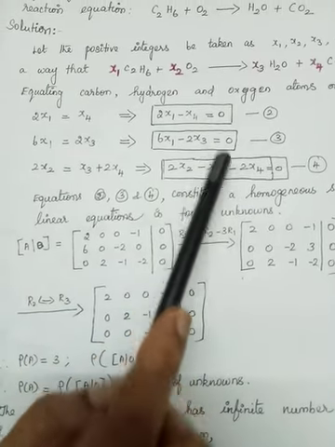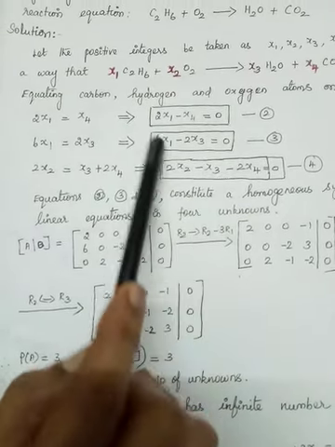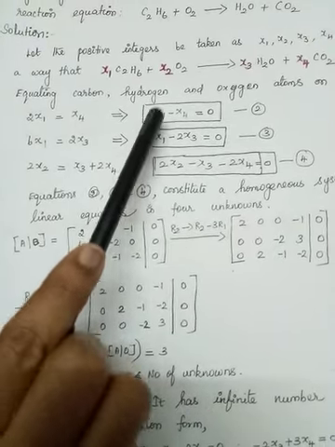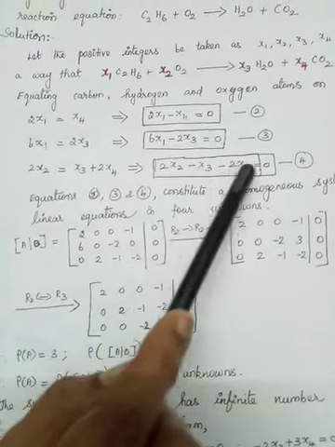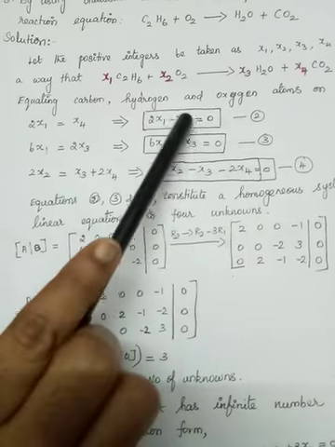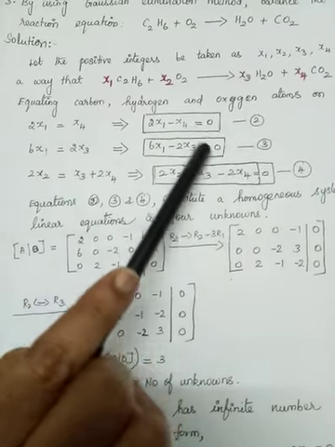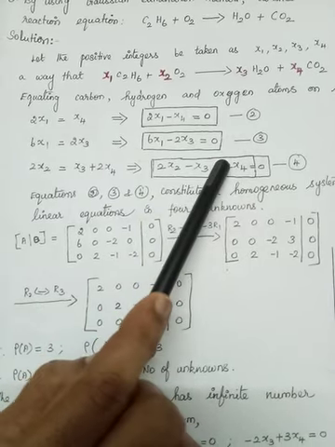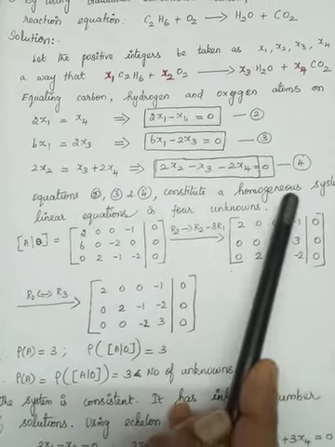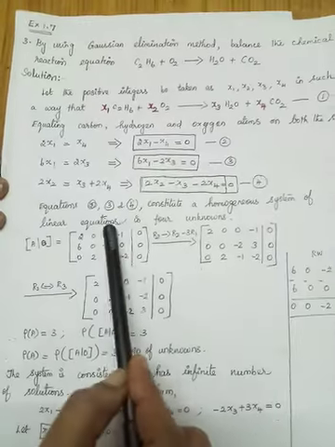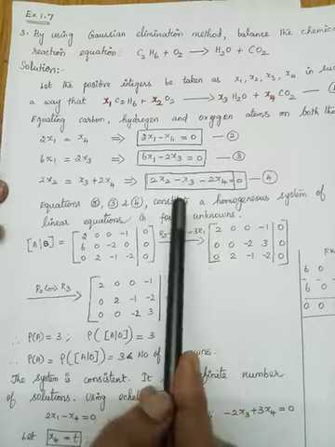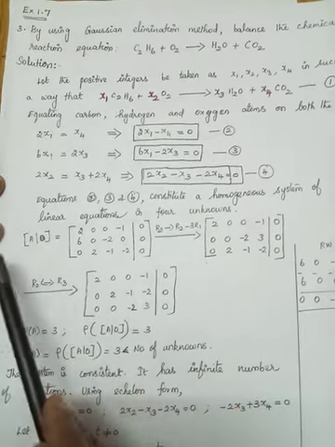Look at these three equations. Three equations are there, and how many unknowns do you have? x1, x2, x3, x4. On the right side you have 0, with no constant involved. So these three equations form a homogeneous system of linear equations in four unknowns. How are we going to solve it? We are going to use the Gaussian elimination method.